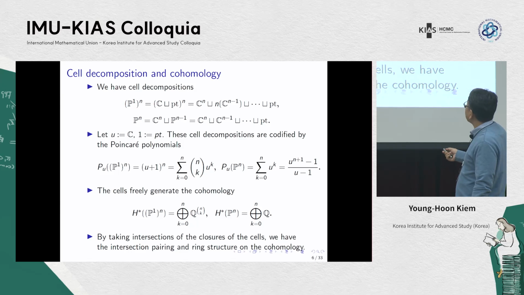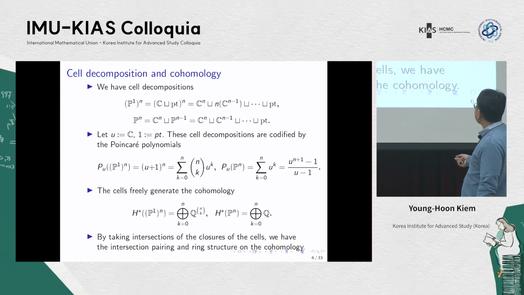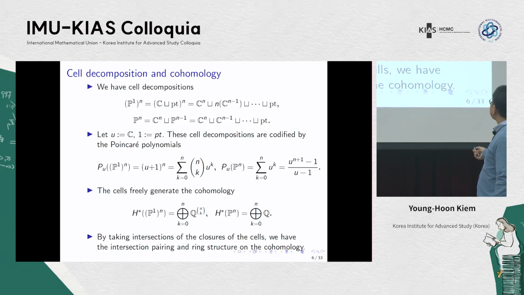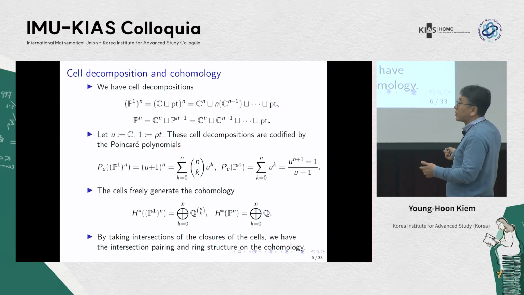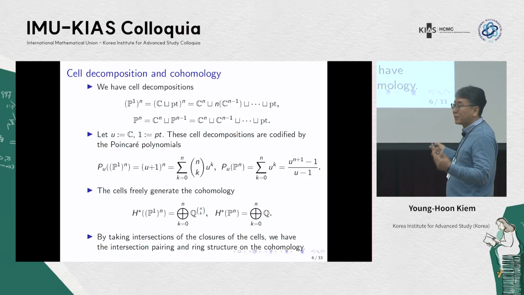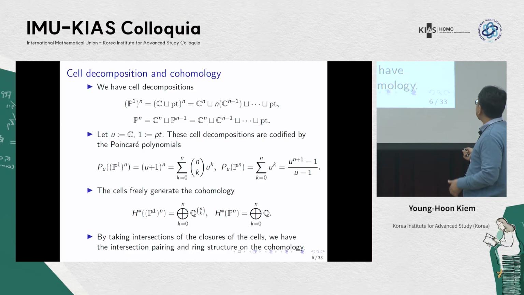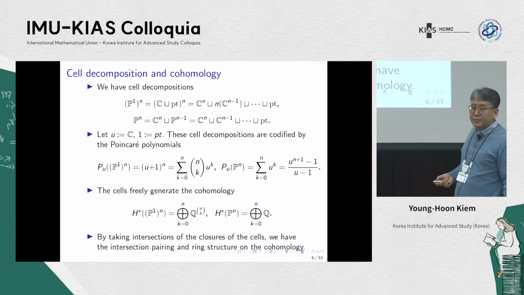So in the case of P1 to the nth power, the Poincare polynomial is (U plus 1) to the nth power. And if you expand it, then you have the sum of n choose k, U to the kth power. That represents this cell decomposition. Likewise, the n-dimensional projective space P^n has this cell decomposition, and the Poincare polynomial is the sum of U to the kth power, k from 0 to n. So the Poincare polynomial codifies the cell decomposition, and you get this polynomial for the projective space.